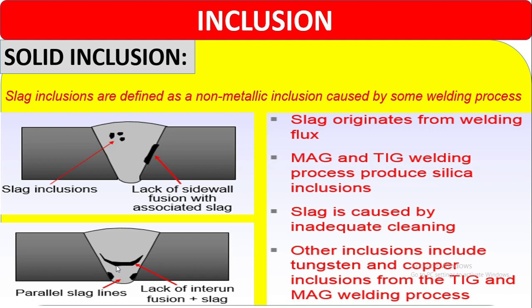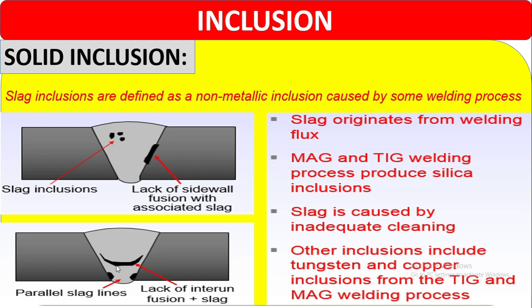So slag is generated from where? That is very important. Slag originates from welding flux. If there is no flux, definitely slag will not be generated. The slag is generated from the welding flux. Flux is for shielding the material. But if the flux is not cleaned properly, then inclusion will occur in the welding joint. That is one type of defect.